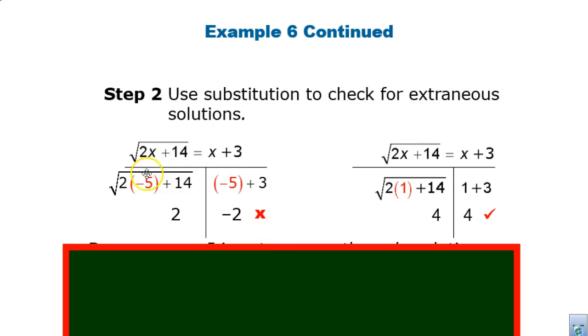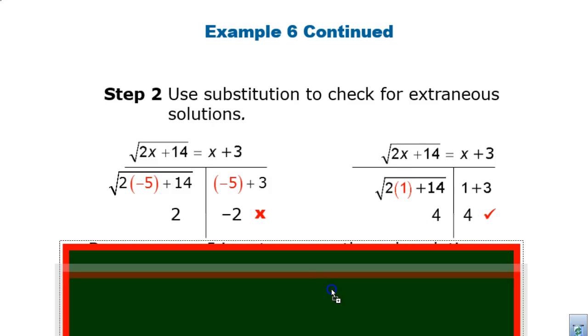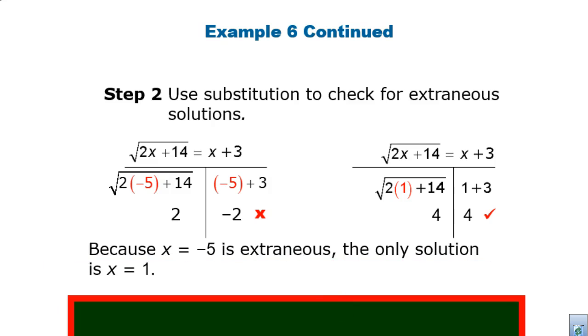Well, we plugged in negative 5 into both sides, and we ended up with 2 equals negative 2 when doing the math, and that's not going to work. That's not a solution. On the right side, though, we plugged in 1 on both sides of the equal sign for x, and we ended up with 4 equals 4. Well, that is a true statement. It worked there, so we know that 1 is, in fact, a solution. Therefore, x equals negative 5 is extraneous. It is not a true solution. The only solution is x equals 1.